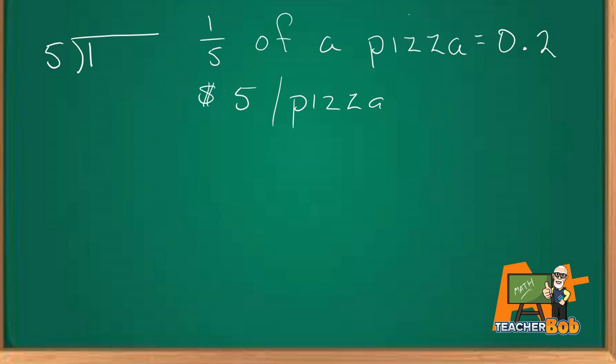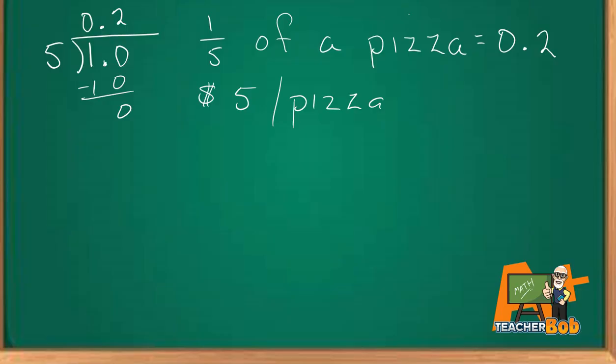Well, 5 cannot go into 1, so we have to put a decimal here. We bring our decimal up to the top, and we can add a 0 here. So 5 cannot go into 1. It goes in 0 times, but 5 can go into 10 2 times, and 2 times 5 is 10. We have 0 left over, so that's how we have converted this fraction to a decimal.